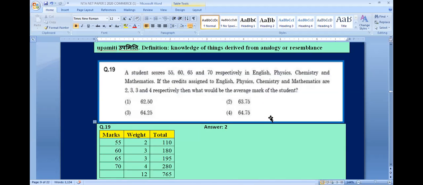A student scores 55, 60, 65, and 70 respectively in English, physics, chemistry, and maths.